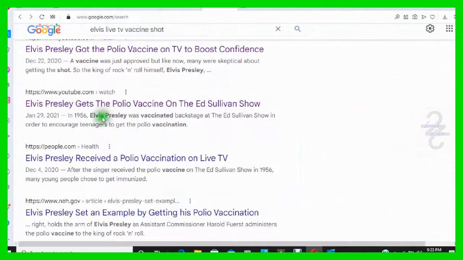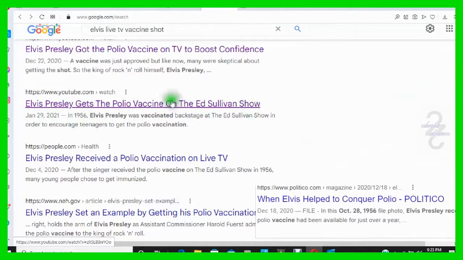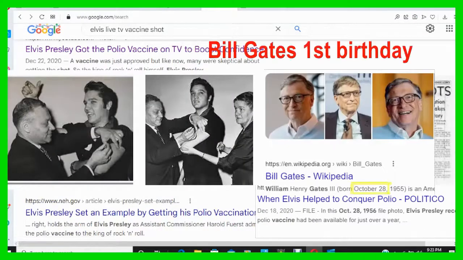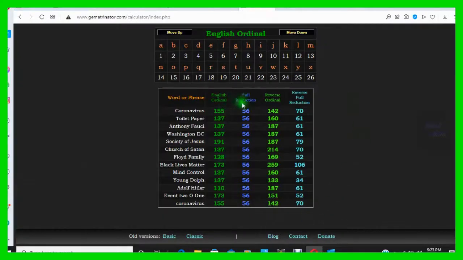They were in Australia shooting an Elvis film. Why an Elvis film? Because in '56, you have Elvis on live TV getting a vaccination. You can't make this up, y'all. You can't make this up. Stay with me.